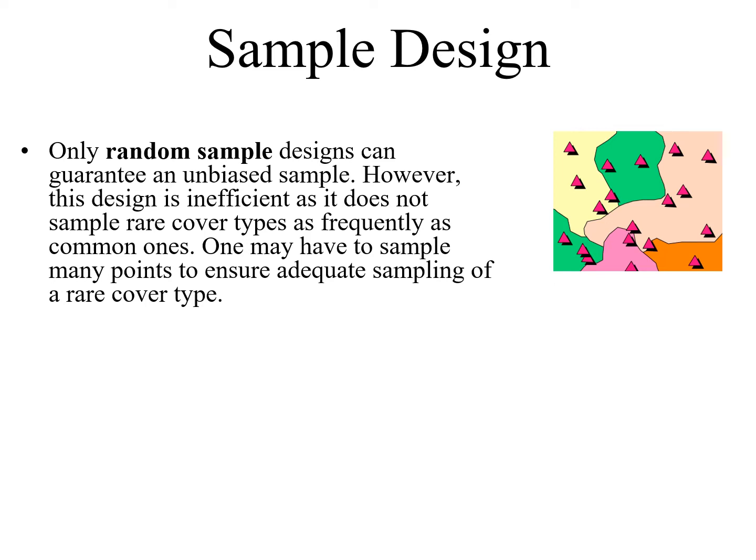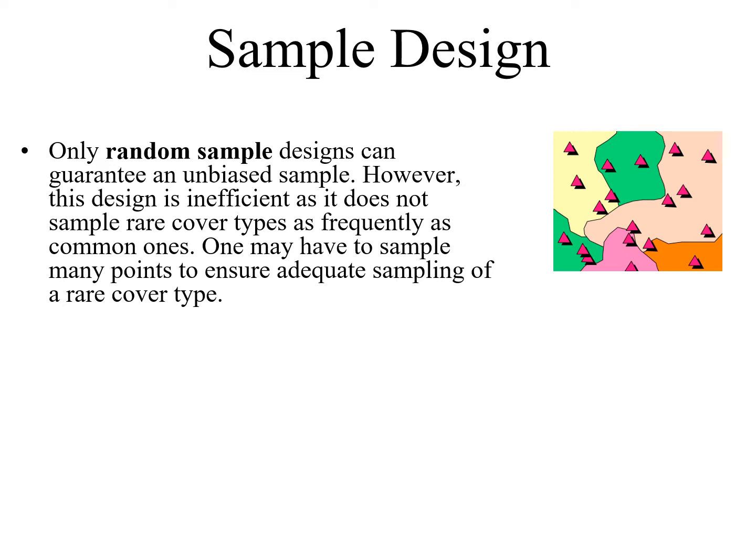You're going to wind up with no spatial biases as a function of doing this random sample approach. However, the design is inefficient because it doesn't sample rare cover types as frequently as common ones. So if you have wetlands in your study area and they make up 5% of the land cover, then 5% of your samples are going to fall in wetlands.